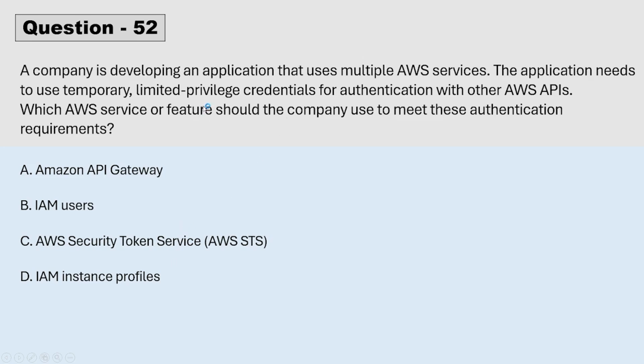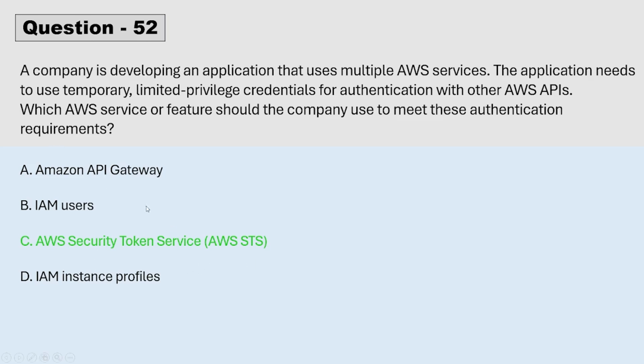The requirement of the question is that there should be limited-privilege credentials for authentication and they should be temporary as well. And the application requires those temporary credentials. So now take your time to guess the correct one. Okay, now let me reveal the correct answer. The correct answer here will be AWS Security Token Service, that is AWS STS. Because AWS STS is the correct choice for providing temporary limited-privilege credentials. It enables you to request temporary credentials with a specific set of permissions, which can be used to authenticate with other AWS services. So this is the correct option.